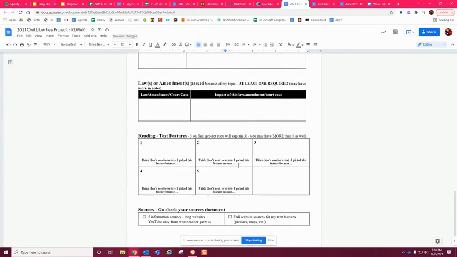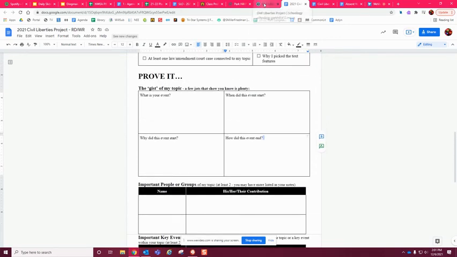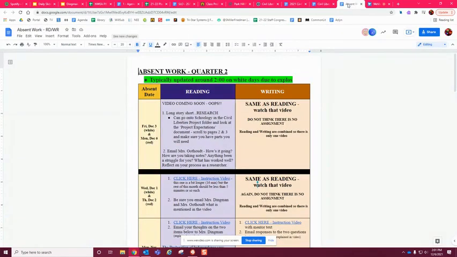So double check your notes, look back at this document, see what you have, and then you also need to make sure that you email Mrs. Oathout with that reflection on how you have been doing as a researcher. All right, that's all you got.